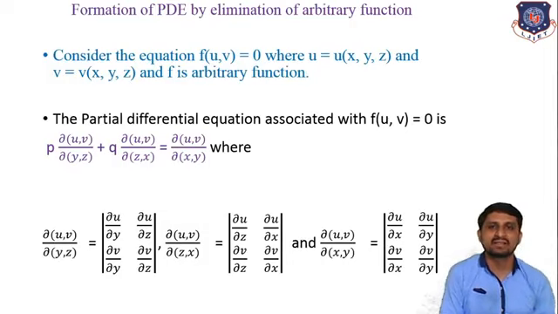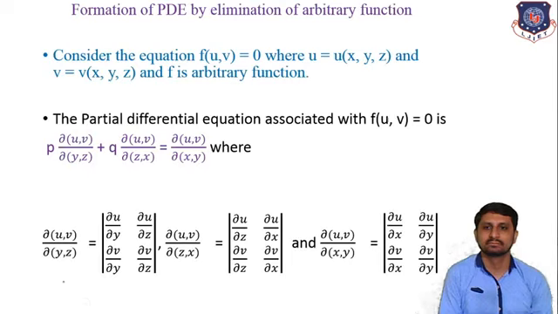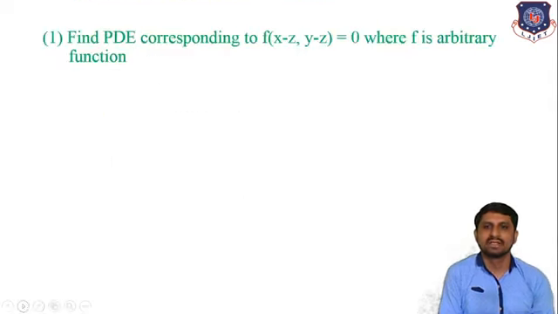So let's see how we can solve this type of example, how we can find the first order partial differential equation from the function f of u, v equal to 0. Let's see the first simple example. Find the partial differential equation corresponding to f of x minus z, y minus z equal to 0, where f is an arbitrary function. So first of all, what is u?